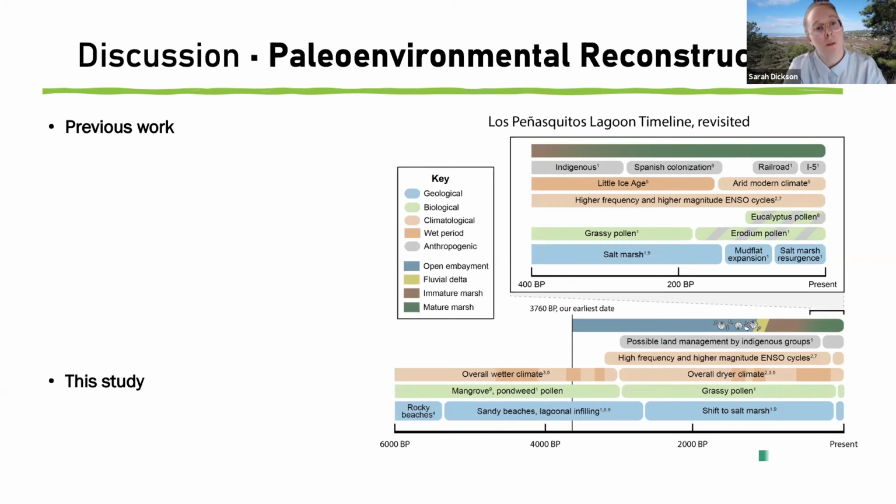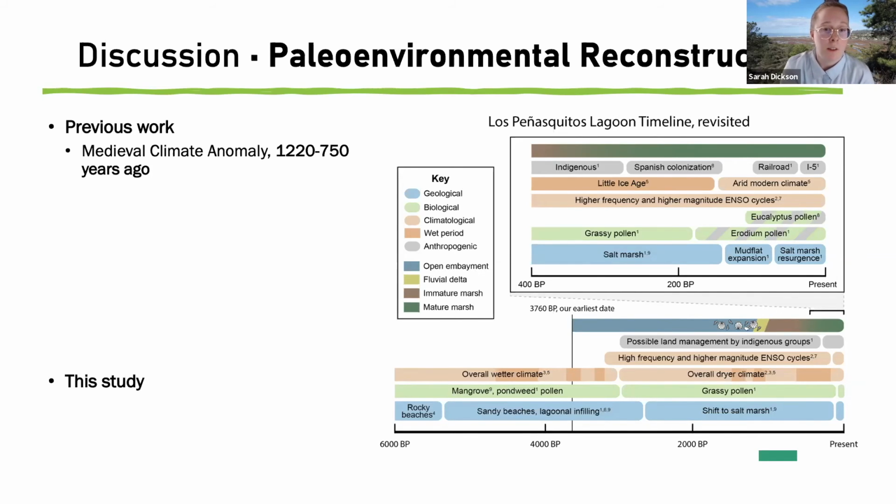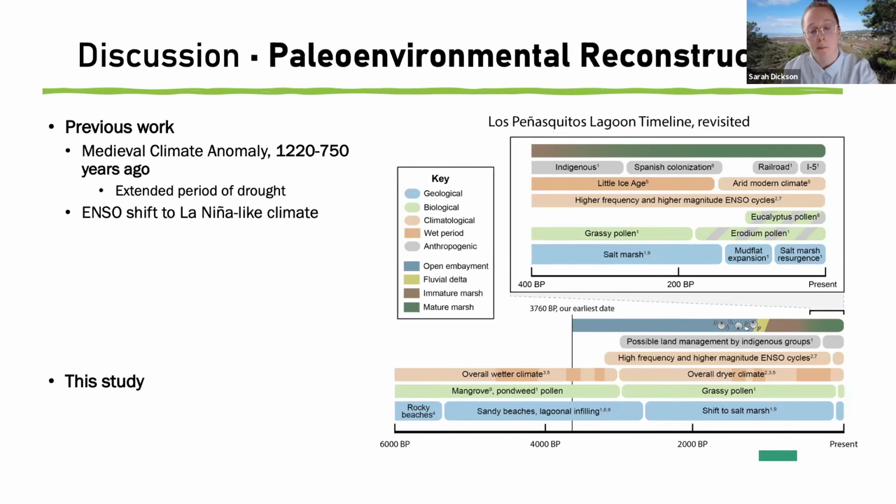From 1,220 years ago to 750 years ago, the world experienced what is known as the medieval climate anomaly. This event appears as a period of extended drought in the Southern California climate record, caused by a shift in the El Nino Southern Oscillation cycle to a La Nina-like regime. Unfortunately, I don't have time today to get into the nitty-gritty of the El Nino Southern Oscillation cycle, but the important thing that you need to know is that during La Nina periods, Southern California receives little rainfall and consequently decreased fluvial sedimentation.